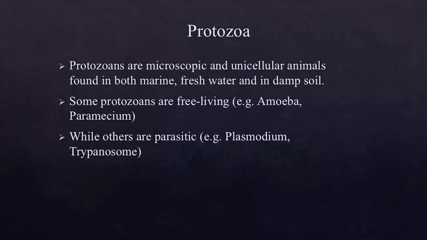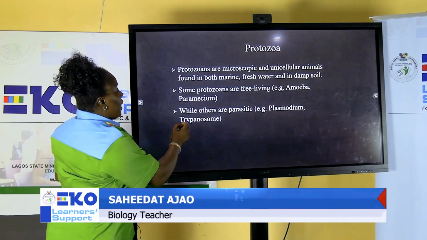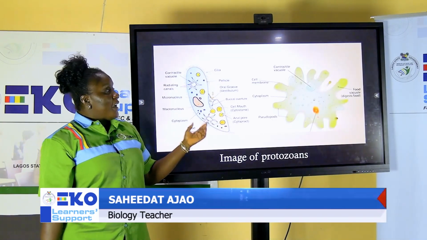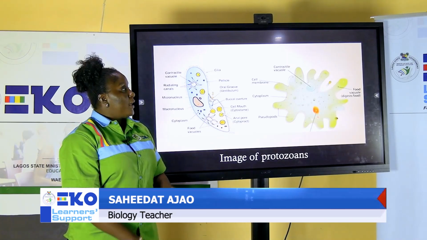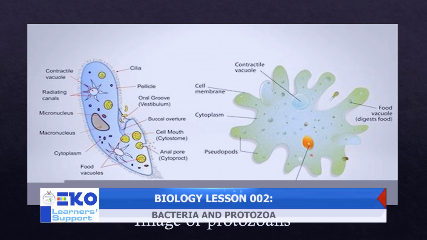Examples of free living protozoa, we have amoeba and we have paramecium. While parasitic, we have our plasmodium and trypanosome. These are the examples of protozoa, amoeba and paramecium. Amoeba has an irregular shape, and this is paramecium.